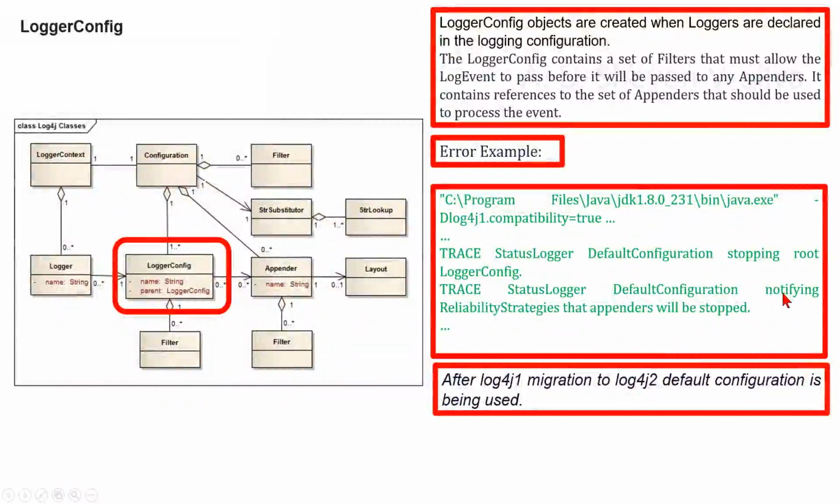As an error example, we can consider this one. C:/Program Files/Java/jdk1.8.0_231/bin/java.exe -Dlog4j1.compatibility=true, TRACE StatusLogger Default configuration, stopping root LoggerConfig, etc. This occurred after Log4j1 migration to Log4j2, where the default configuration is being used.